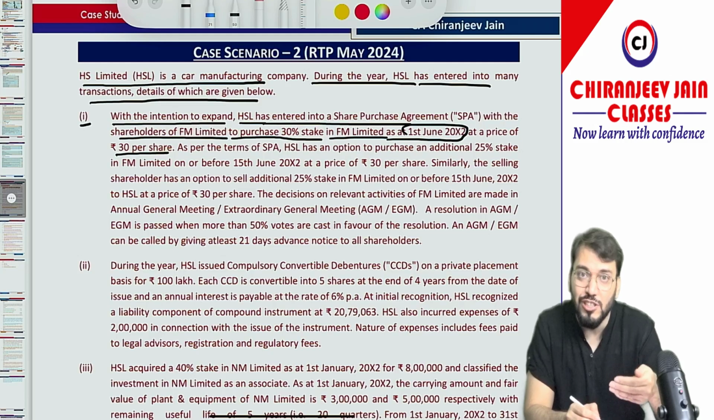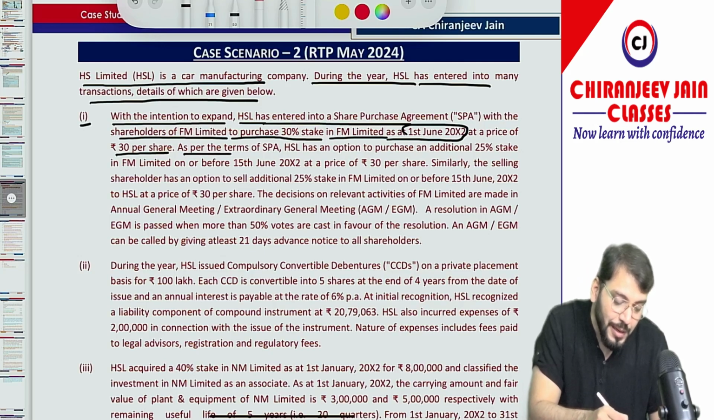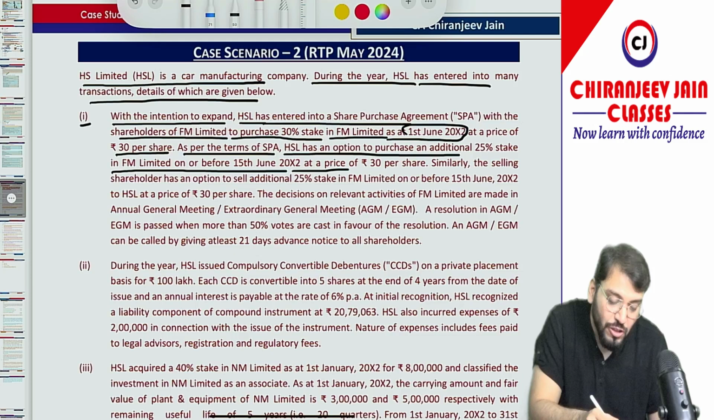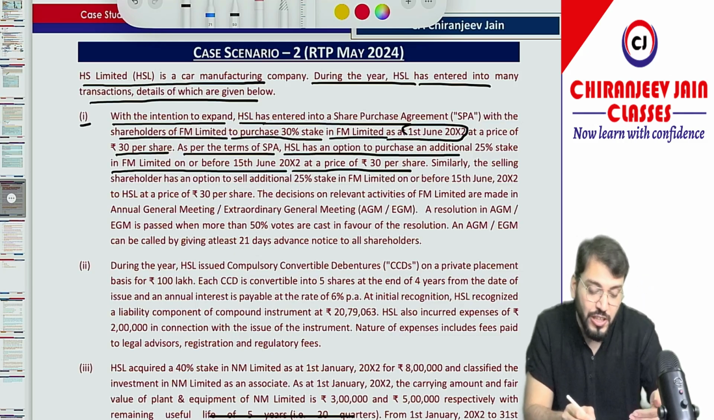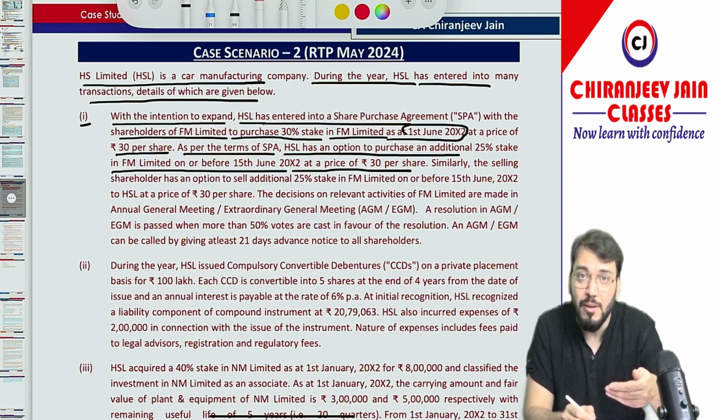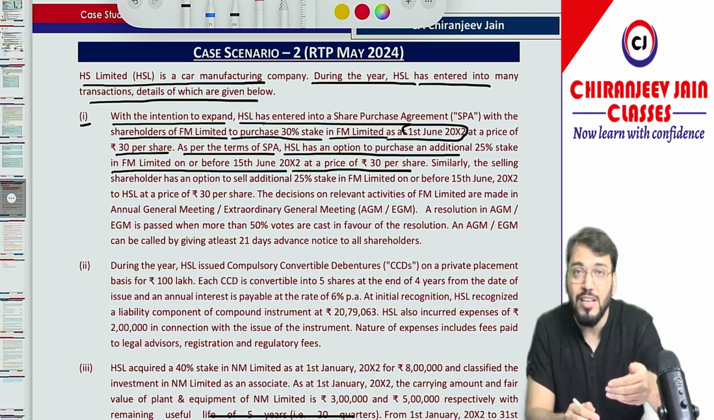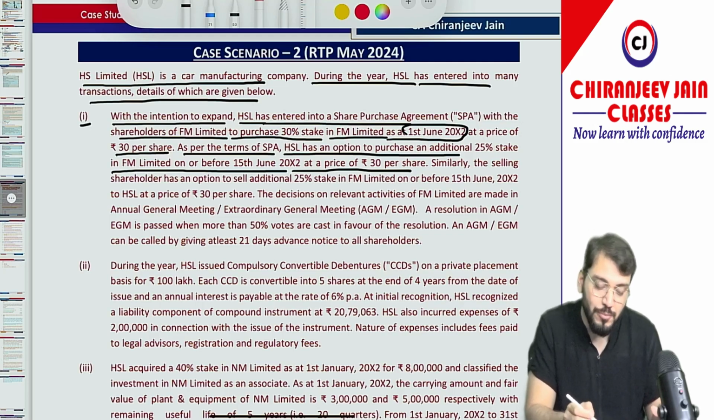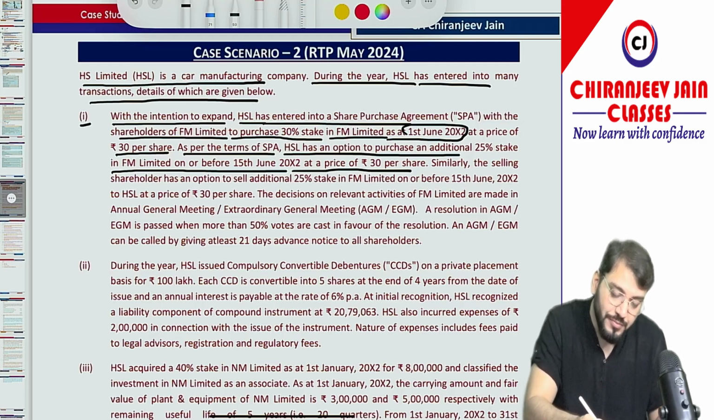So 30% will give rise to significant influence. So of course FM Limited will become an associate. As per terms of the SPA, HSL has an option to purchase an additional 25% stake in FM Limited on or before 15 June 2002 at a price of 30 per share. So if they purchase the additional 25%, if it is a favorable situation, the total will become 55%, and they will obtain control over FM Limited. Therefore, FM Limited will become a subsidiary. Right now, it is an option to purchase.